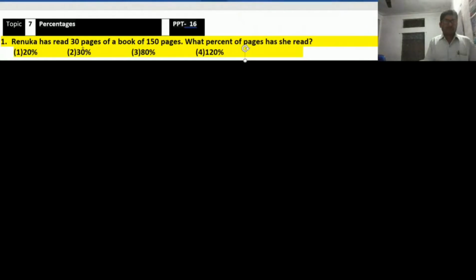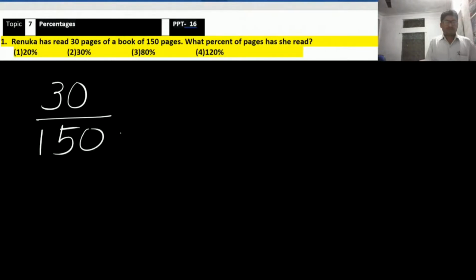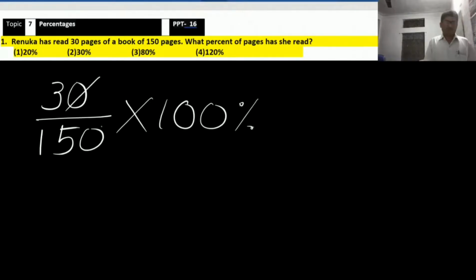Renuka has read 30 pages of a book of 150 pages. 30 by 150. We have to convert this into percentage. To convert into percentage, we have to multiply with 100 and keep the percentage sign, then simplify. So the zeros get cancelled.